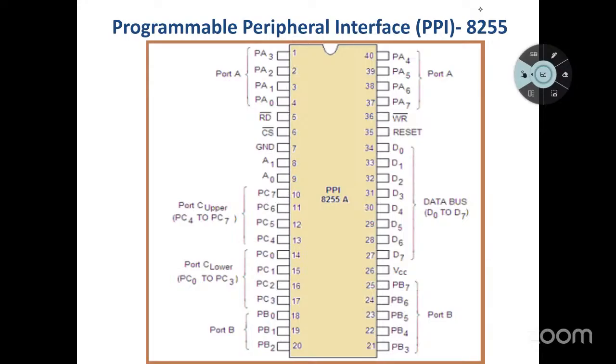Okay. Next, you can see the 24 IO lines here: PA0, PA1, PA2, PA3 up to PA7, 8 pins. Next, PB0 to PB7, total 8 pins. Next, the PC here, PC0 to PC3 and PC4 to PC7, total 8. 8 plus 8 plus 8 is 24.